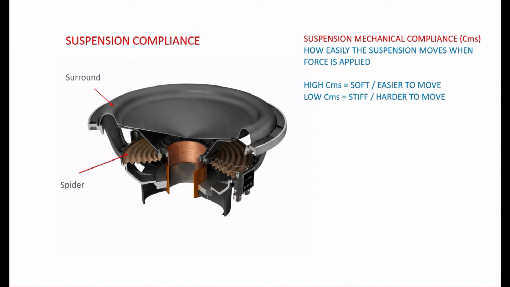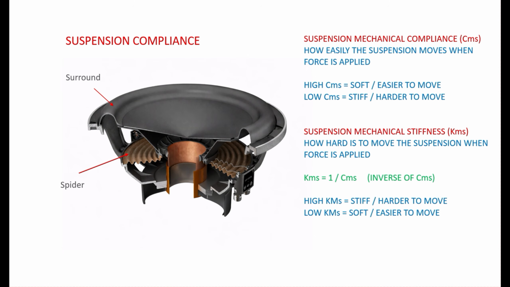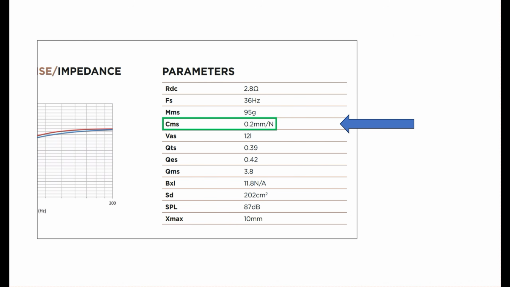But there just happens to be a term for stiffness. That's called the suspension mechanical stiffness parameter, and that has the shorthand KMS. It's basically the inverse of CMS. A high KMS means it's stiff, a low KMS means it's soft. But you generally don't find KMS on the technical data sheets. You tend to find CMS.